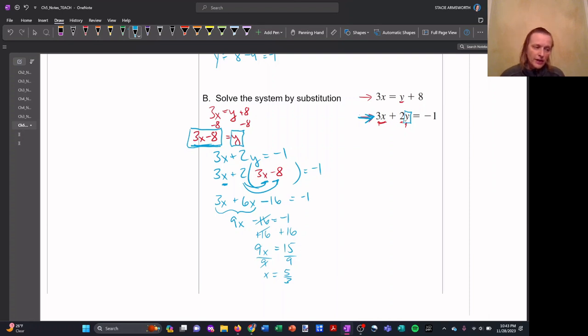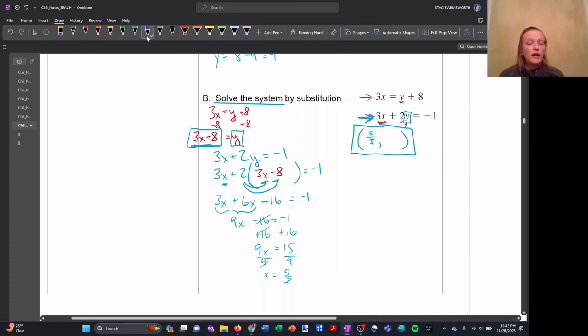I know my x value in the equation, but I don't know my y value. So I don't have an answer yet. Remember, the answer, if I'm trying to solve a system of equations, I need to have an ordered pair with an x value and a y value, and I only know the x value so far. I don't know the y value yet. So let's do that next part. Let's find the y value.